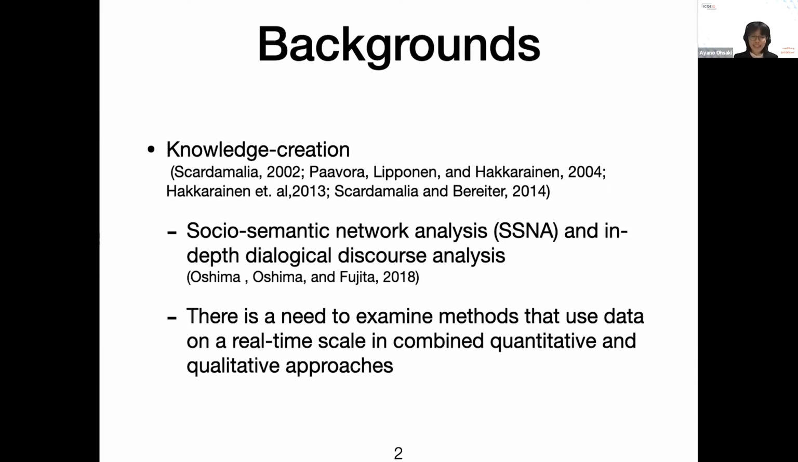However, most SSNA studies have used older data, so there is a need to develop and examine methods that use data on a real-time scale. This study attempts to position the temporal analysis method for studying learning as knowledge creation by comparing the analysis results of older data and data that includes timestamp information.